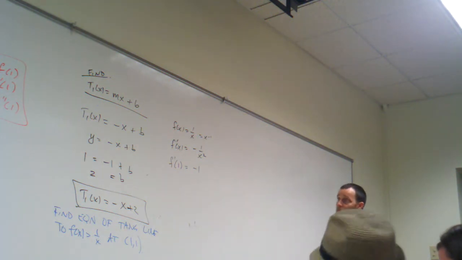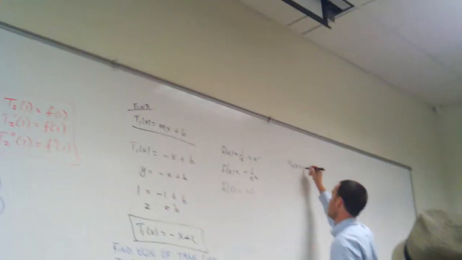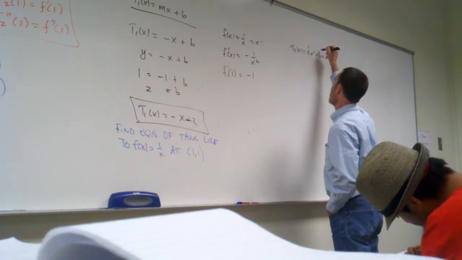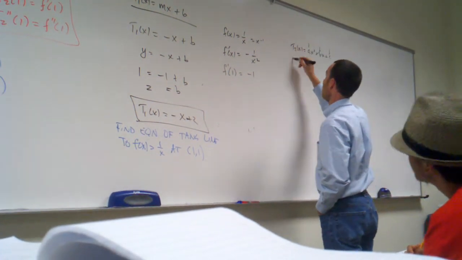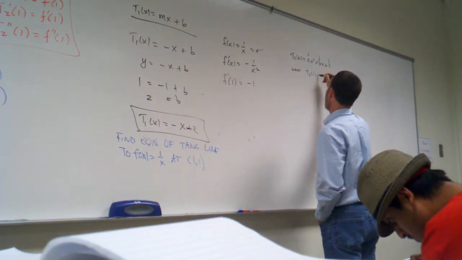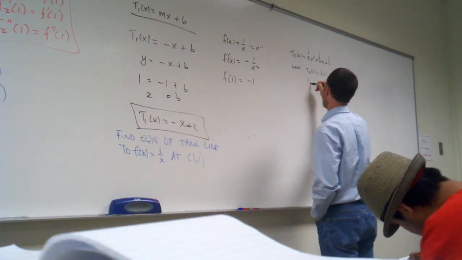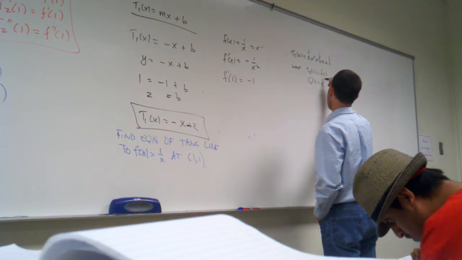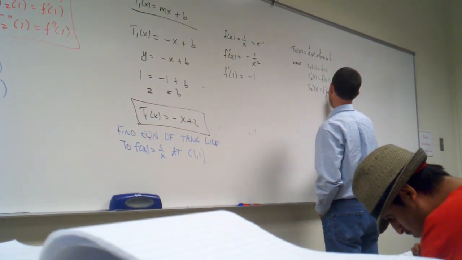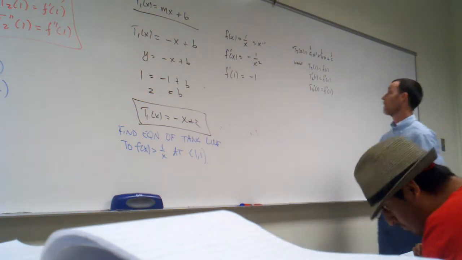Alright, so I want a polynomial T2 of x. So it's going to be ax squared plus bx plus c, right? Find a, b, and c. And I want T2 of 1 to be f of 1, T2 prime of 1 to be f prime of 1, and T2 double prime of 1 to be f double prime of 1. Okay?